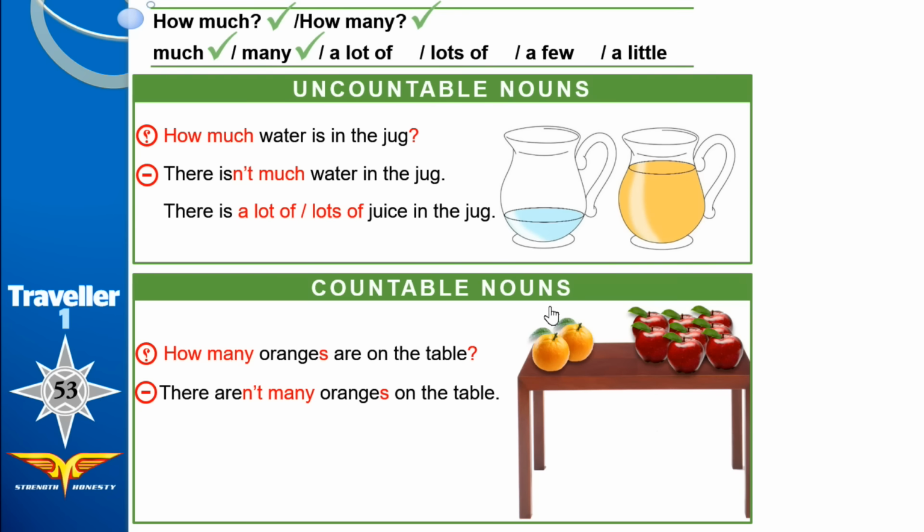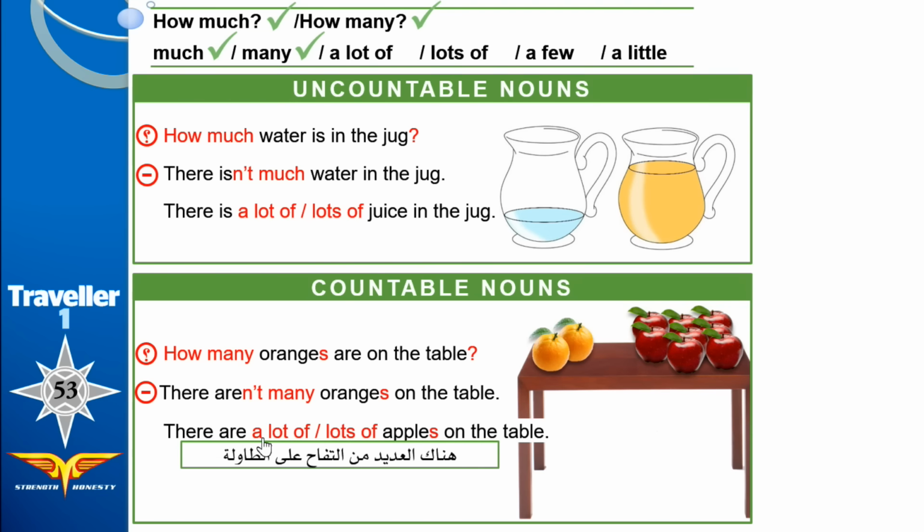What do I do with countable nouns? There are a lot of apples on the table. Or there are lots of apples on the table. Again, the exact same meaning. A lot of or lots of.